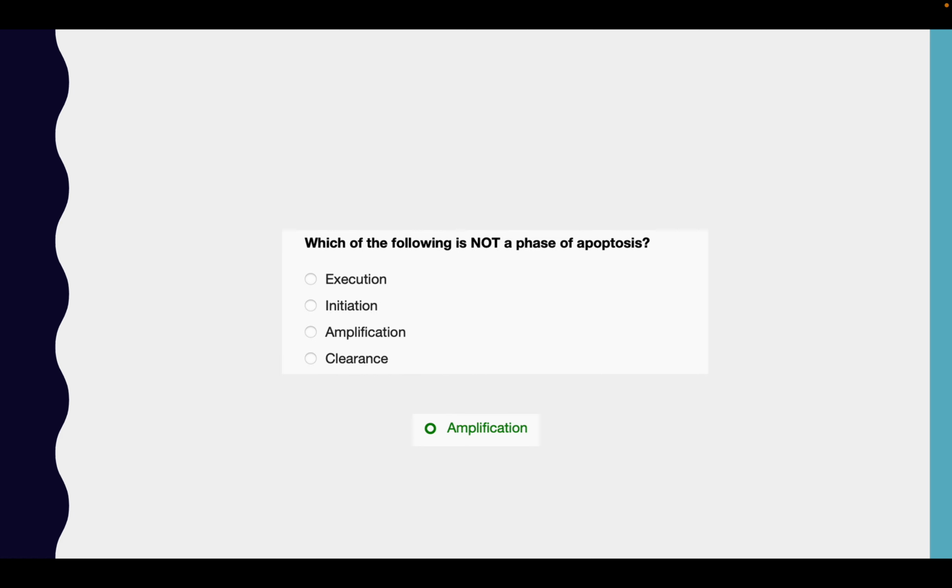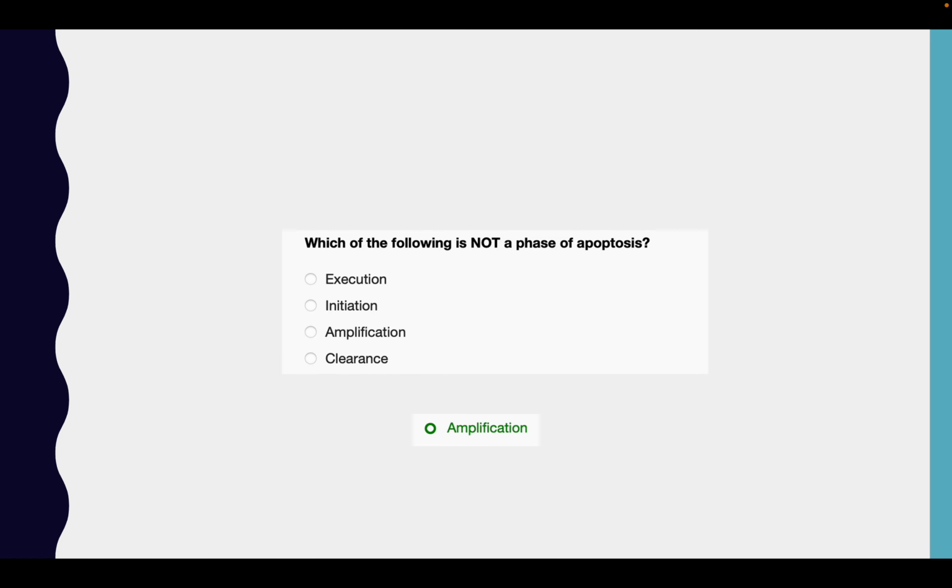Then coming to execution, it is the activation of execution caspases that begins this phase of apoptosis. What happens with execution caspases? They activate cytosolic endonucleases, which further degrade nuclear material, and proteases that degrade the nuclear and cytoskeletal proteins. Okay, so execution is also done.